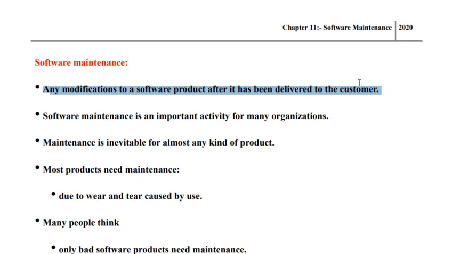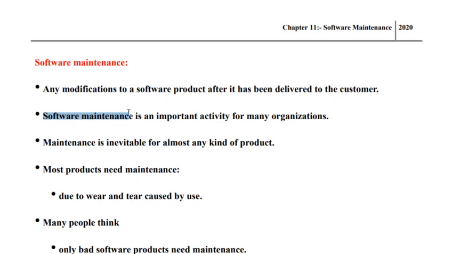Now, maintenance can be performed for various purposes. One of the reasons for which maintenance may be performed is for correction. It may be for adaptation, it may be for perfection, or it may be for prevention. So we'll learn about each type of maintenance in the upcoming class. But for now, just remember that any post-delivery alteration that is brought about in the software application is called maintenance, and it can be for either perfection, correction, adaptation, or prevention.